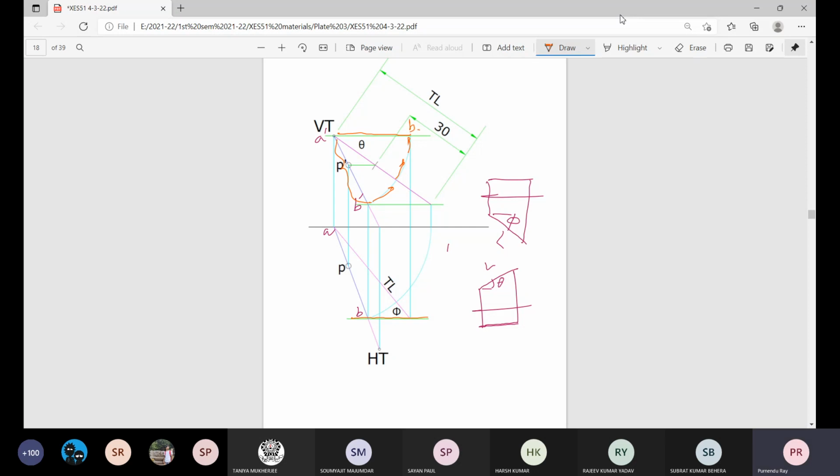For this location B2 in elevation, the plane will be here. Done. So corresponding to this new orientation, this is the combination. So this is the true length and this is the angle phi. That's all. So please go through this solved example and repeat it to understand how it is happening.